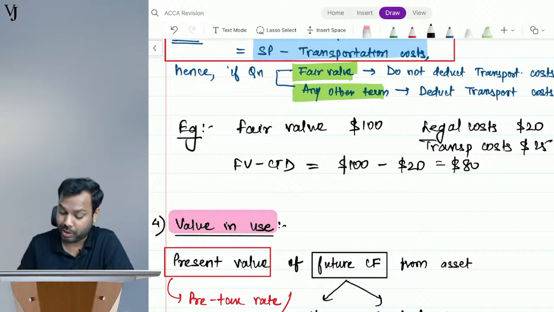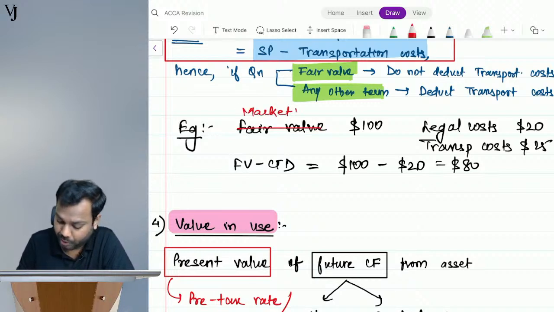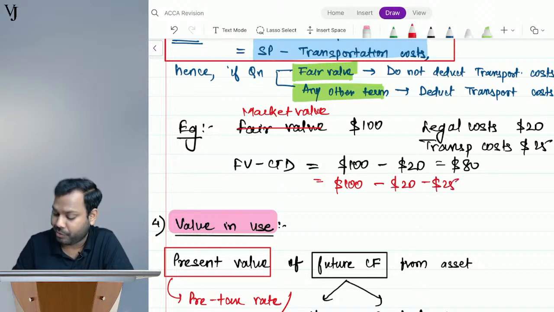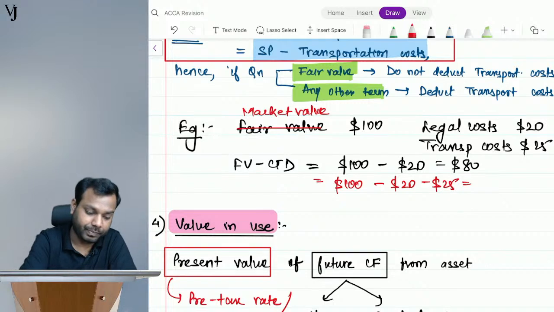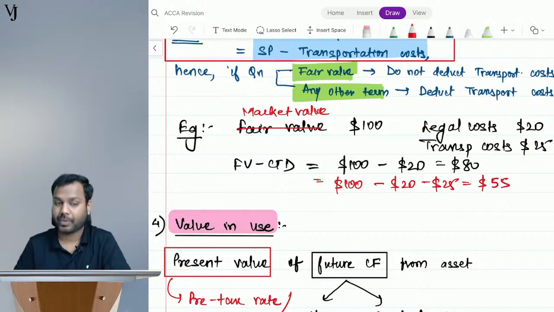I am not adjusting this one. But if the question would have said, apart from fair value, market value, then I would have written here $100 minus $20 minus $25 as $55. Is it clear now?